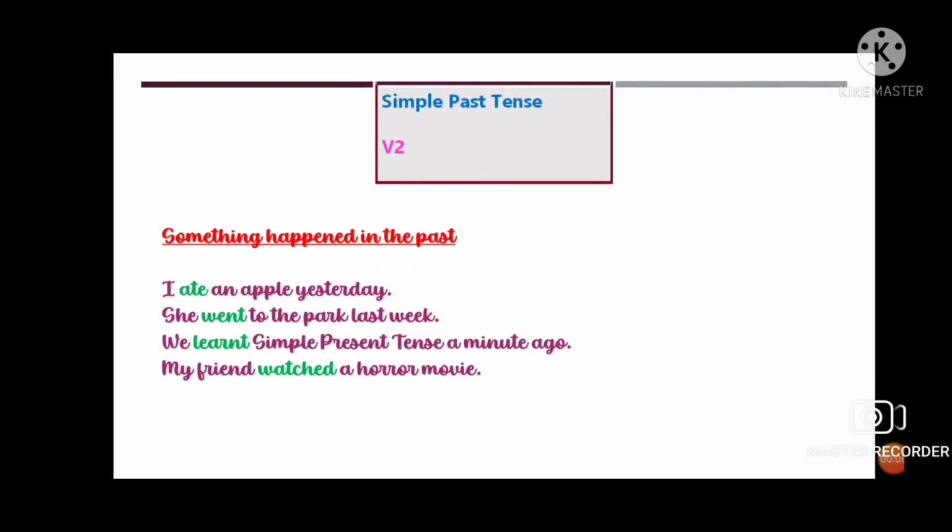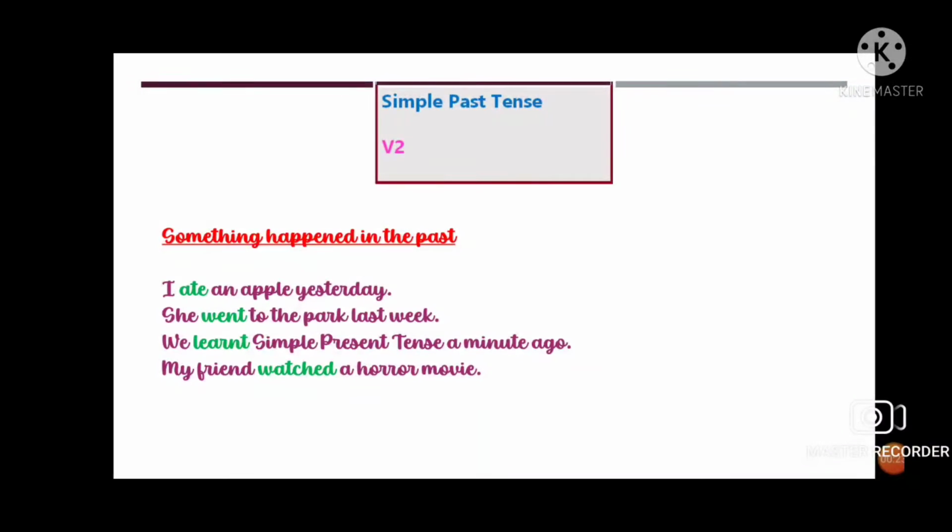Now we have simple past tense. It just takes the form of V2. V2 is nothing but the past tense of the verbs. We use this to mention something that happened in the past. The action is already over. Example: I ate an apple yesterday. So you can simply say, I ate an apple.